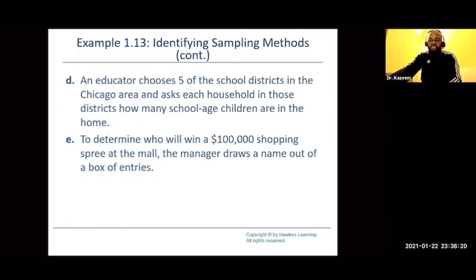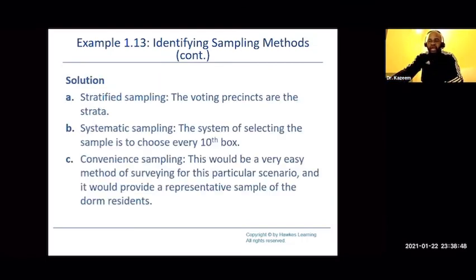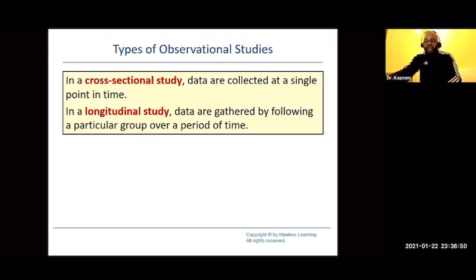Now the last one is question E. To determine who wins a $100,000 shopping spree at the mall, the manager draws a name out of a box. When the manager draws a name out of a box, that is actually going to be a simple random sampling, because the manager is going to assume that everyone in the box has an equal probability of being chosen. That was the reason why I chose random sampling.